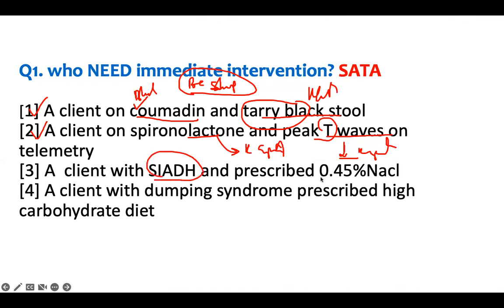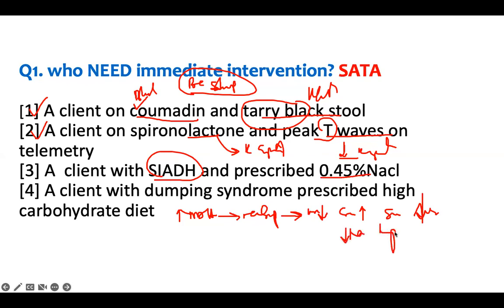A client with SIADH prescribed 0.45% sodium chloride. What is SIADH? High level of ADH. What does ADH do? It tells the kidney to reabsorb water. And so when you reabsorb water, urine output is low. Your urine specific gravity is high. Your serum osmolarity is what? It's going to be low. And your sodium is going to be low. The patient is going to be hyponatremic, and therefore their sodium is probably like 130. And if you don't take care of it, they go into seizure.